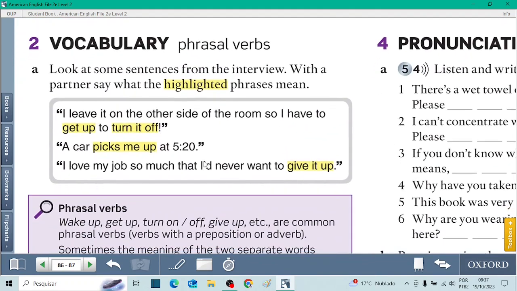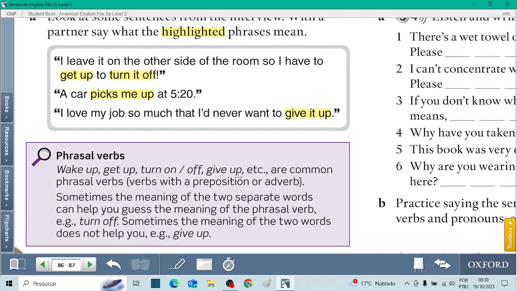Vocabulary, phrasal verbs. Look at some sentences from the interview and then you're going to say what the highlighted phrases mean. Read them. So here, get up, turn it off, pick up, and give up. These are all phrasal verbs. Do you know what they are? Let's read. Phrasal verbs. So like wake up, get up, turn on, turn off, give up, etc. These are common phrasal verbs. They are verbs with a preposition or an adverb.